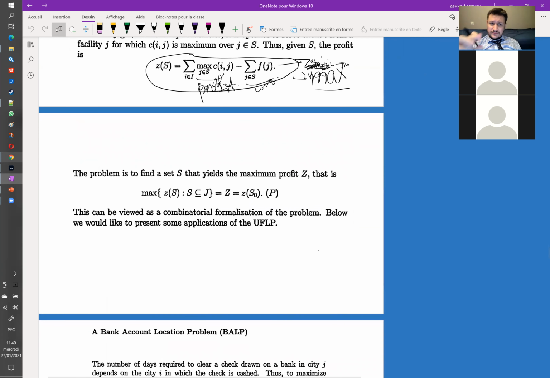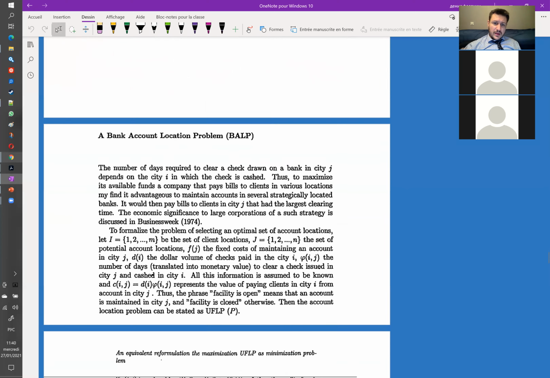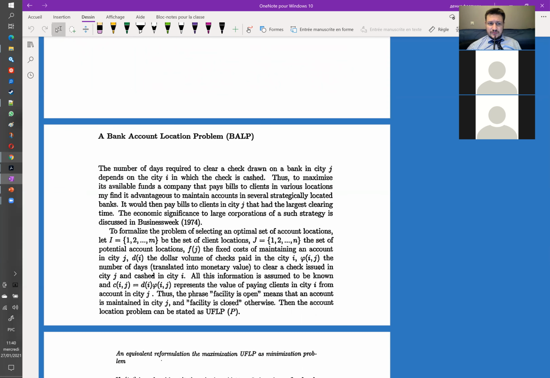Okay, and we have the set of such, so it's a subset of cities where we should place offices there. Well, it is very similar to the bank account location problem. So there is a formalization there. It's also a very ancient problem. Well, not ancient, but it's a very old one. So it's from the last century.